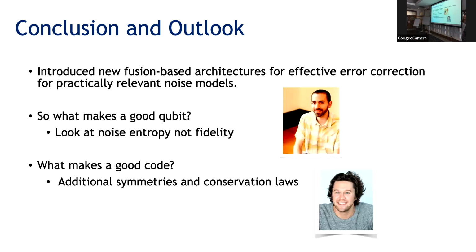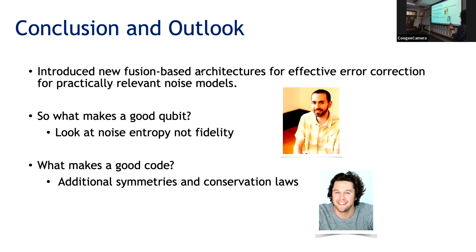Okay, so I'm going to leave with this slide. We introduced a new kind of fusion-based architecture, which provides a high threshold against biased fusion failures. All this work is really related to my need to understand what makes a good qubit and what makes a good code. So clearly, what we have shown is that what makes a good qubit is not just thinking about whether it has high fidelity or low fidelity. Fidelity as a single number is not the right thing to look at. What is important to look at is the noise entropy. What are the different kinds of errors that can happen in the system?